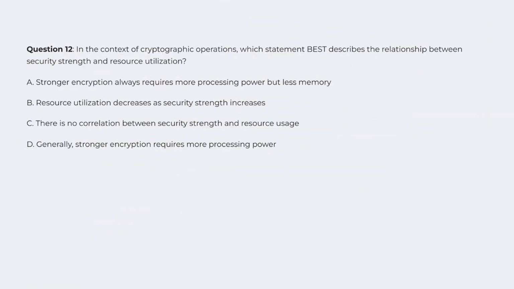Question 12. In the context of cryptographic operations, which statement best describes the relationship between security strength and resource utilization? A. Stronger encryption always requires more processing power but less memory. B. Resource utilization decreases as security strength increases. C. There is no correlation between security strength and resource usage. D. Generally, stronger encryption requires more processing power.